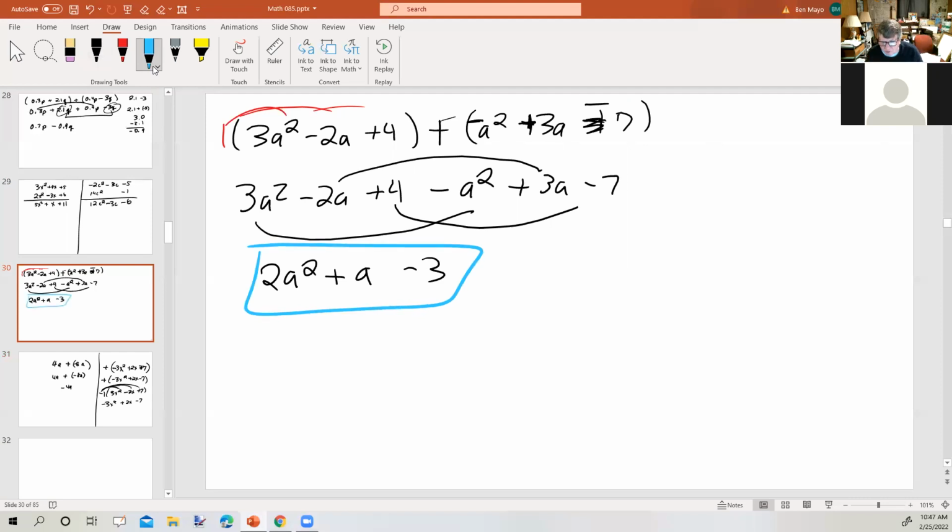Adding polynomials is pretty simple. Subtracting polynomials, you've got to be careful that you distribute that subtraction sign correctly.